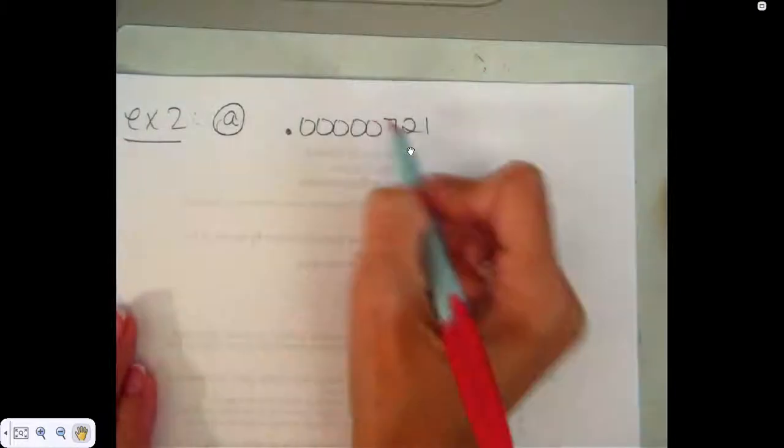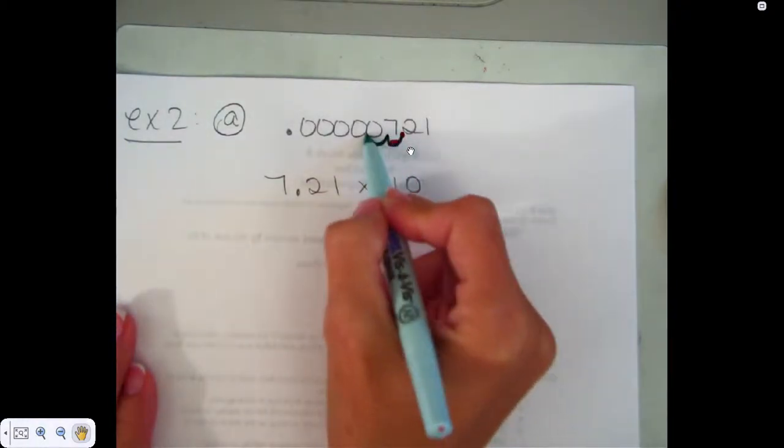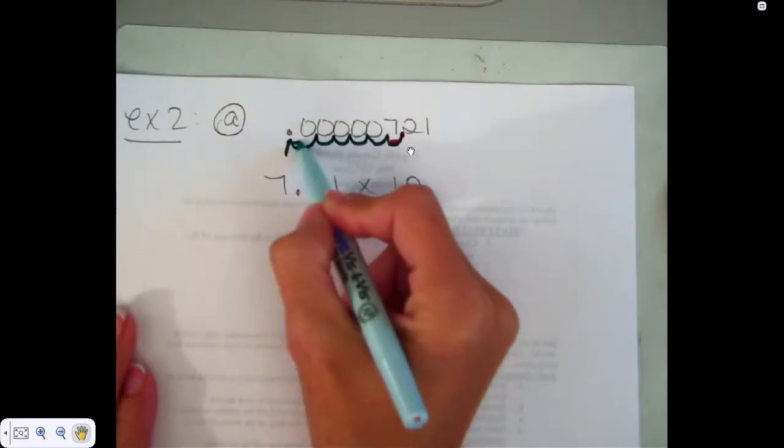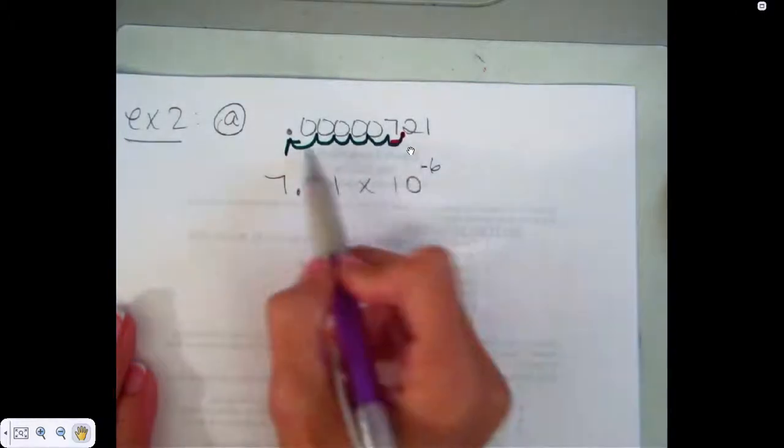Okay, so I need to move my decimal place to right there, to where there's going to be one digit in front. So that's going to give me 7.21 times 10 to some power. Well, remember, want to original. 1, 2, 3, 4, 5, 6. And I'm moving 6 places to the left. And what numbers are on the left of the 0 on the number line? Negative numbers. So it'll be a -6.